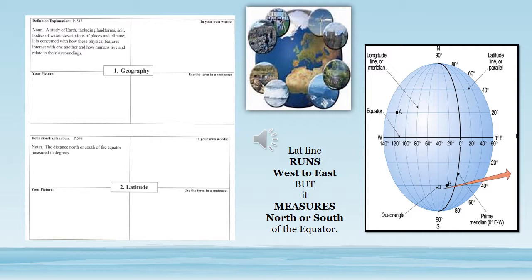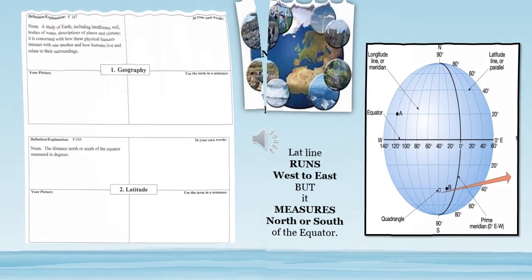Just a little memory device to help me remember that lat is always first. Again, my lat line is going to run east to west. I see it right here at 0 degrees. Equator is running west to east, but it's measuring north of the equator or south of the equator. Okay.